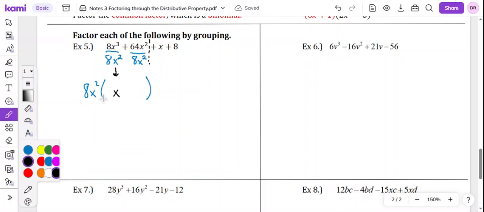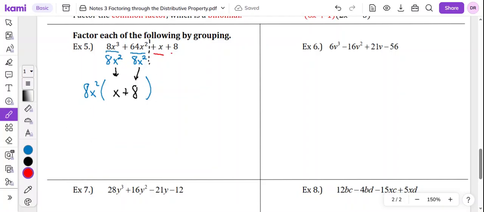After that, we divide again. We have 64 divided by 8. That's positive 8. We had x to the second. We took x to the second away, so no x is remaining here. So once we bring out this common factor, we're left with x plus 8. Now we're going to repeat those steps, and then we're going to see something that happens.